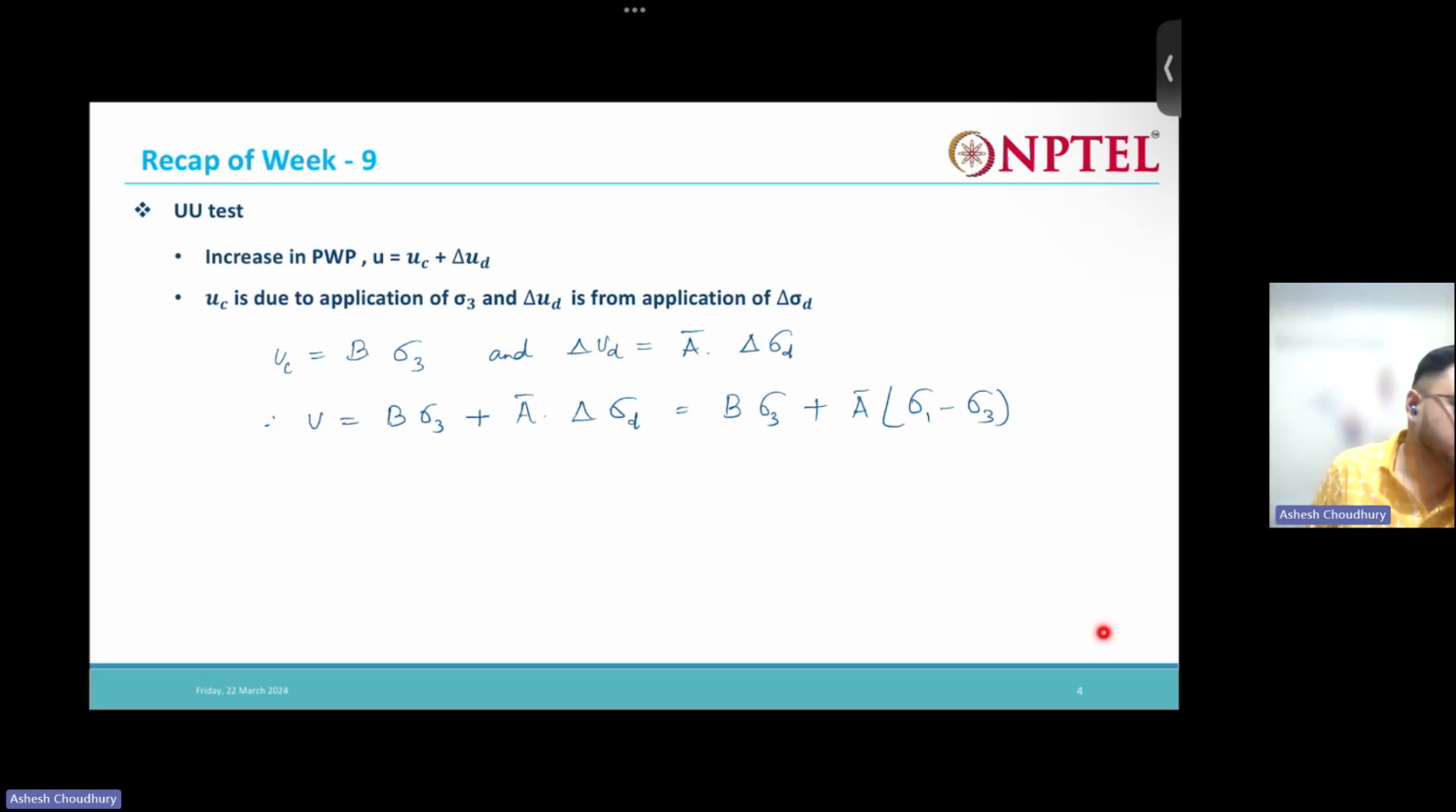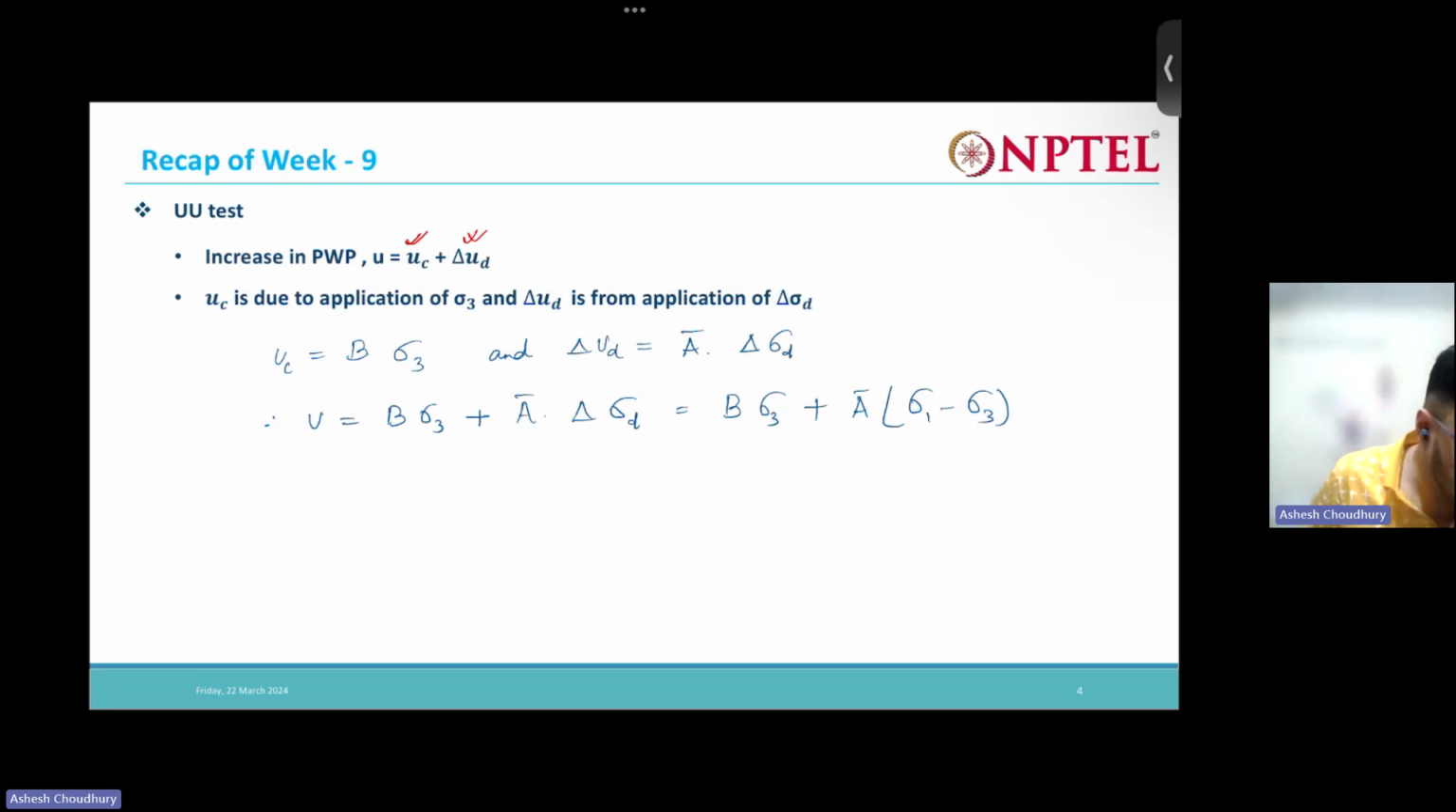In the unconsolidated undrained test, as soon as you apply the cell pressure, what is going to happen? Some pore water pressure is going to get generated. That pore water pressure is nothing but the Δu_c, and then when you start applying the deviator stress, again some pore water pressure is going to get developed. That is nothing but this. So Δu_c is due to the application of sigma 3 or the cell pressure only, and Δu_d is from the application of the deviator stress, right?